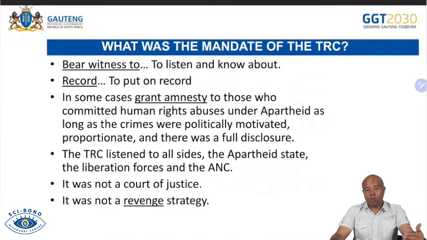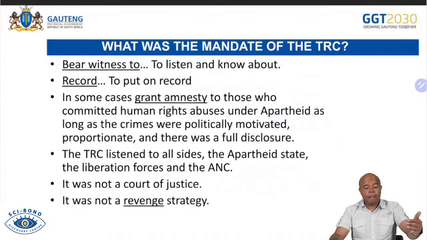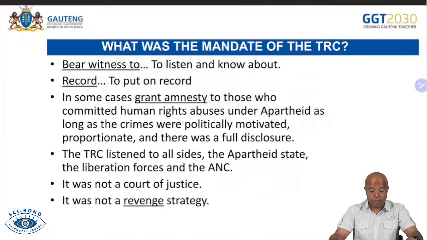So now the question would be posed to you in the exam or the SBA, that you must explain, what does amnesty mean? So we're talking about the concept here now. You must explain what is amnesty. And amnesty has got three parts. When they grant amnesty, human rights must be violated. The crime must be politically motivated, and full disclosure must be given during the cross-examination process.